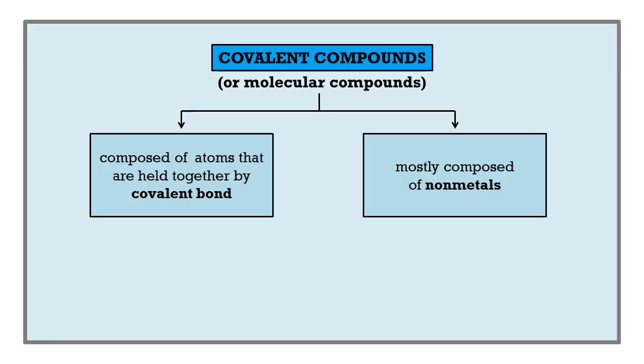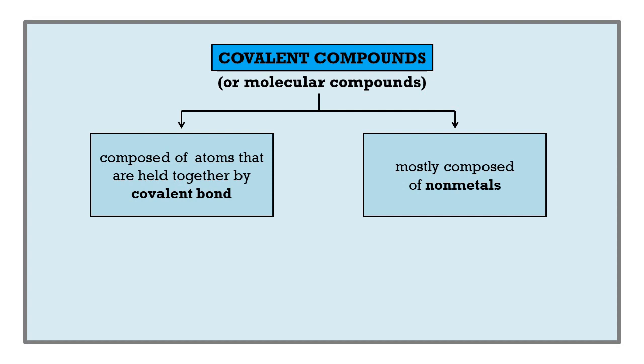Now, let's define covalent compounds. Covalent compounds are also called molecular compounds. These compounds are composed of atoms that are held together by a covalent bond. Covalent compounds are mostly composed of non-metals.